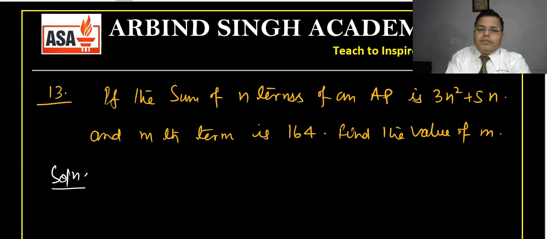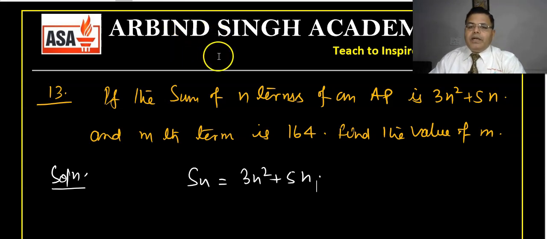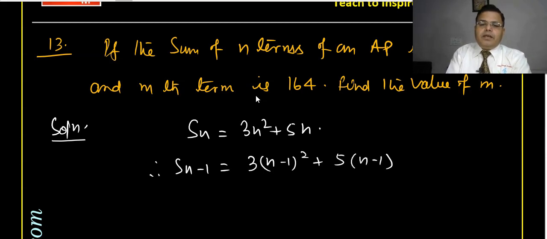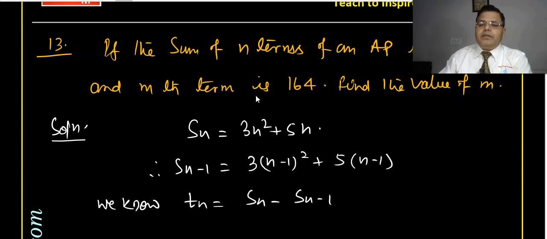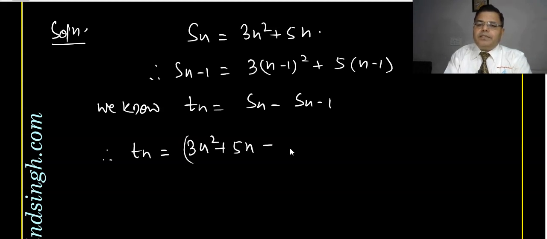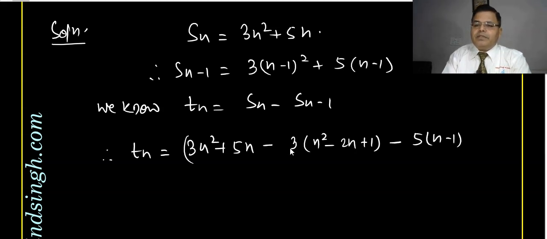So let us write the solution of this question. Sum of n terms Sn is given 3n square plus 5n. So we can calculate tn term. Sn minus 1 is what? Therefore, Sn minus 1 is 3 times n minus 1 whole square plus 5 times of n minus 1. And we know that Tn is equal to Sn minus Sn minus 1. So we will use it, and therefore Tn is equal to Sn, 3n square plus 5n, and minus 3 times of n square minus 2n plus 1, and minus 5 times of n minus 1, isn't it?